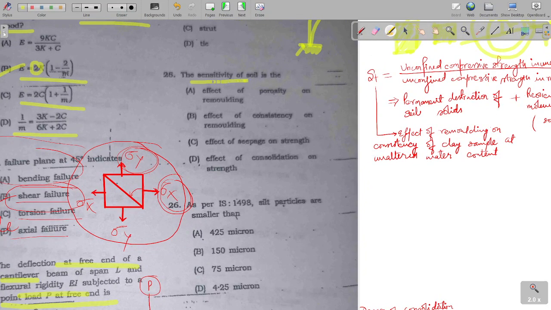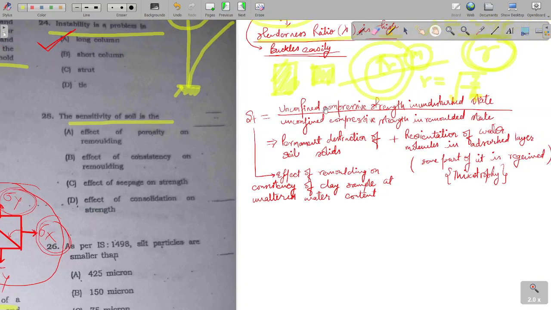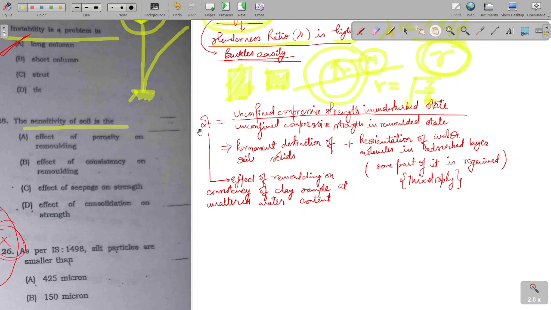The problem says sensitivity of soil is the effect of porosity on remolding, effect of consistency on remolding, effect of seepage on remolding, effect of consolidation on strength. So let's see what sensitivity is. By expression, it is defined as the ratio of unconfined compressive strength in undisturbed state to the unconfined compressive strength in remolded state. The ratio of these two is known as sensitivity.